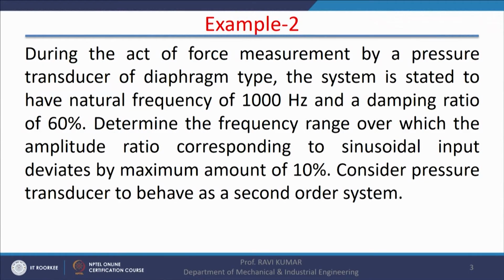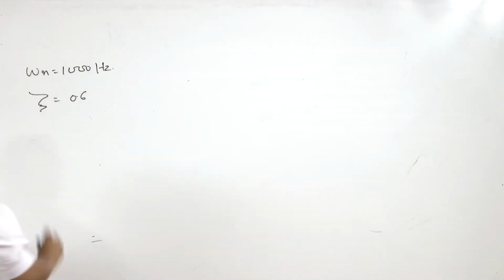During the act of force measurement by a pressure transducer of diaphragm type, the system is stated to have a natural frequency of 1000 Hertz. So the natural frequency of the system is 1000 Hertz, and the damping ratio is 60%. So damping ratio 60% means zeta is equal to 0.6.